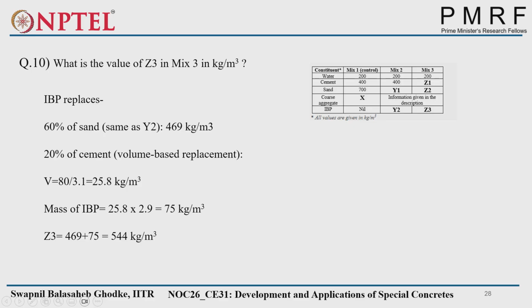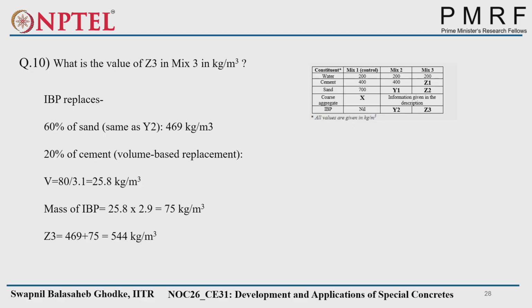80 by 3.1, 25.8. So mass of IBP, how much? 25.8 into 2.9, 75 kilogram per meter cube. So 75 plus 469. Then we'll get this one, because we got the two replacements. So I have two replacements, we have to do the addition. Then we'll get the Z3 value. That is 544 kg per meter cube.